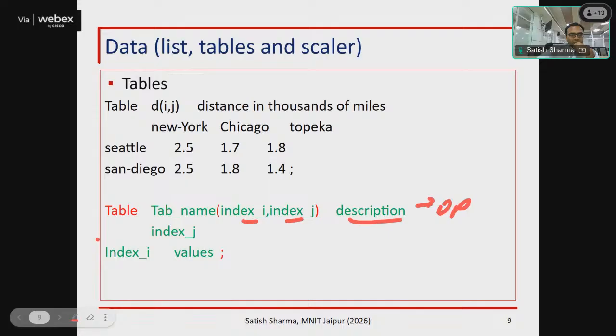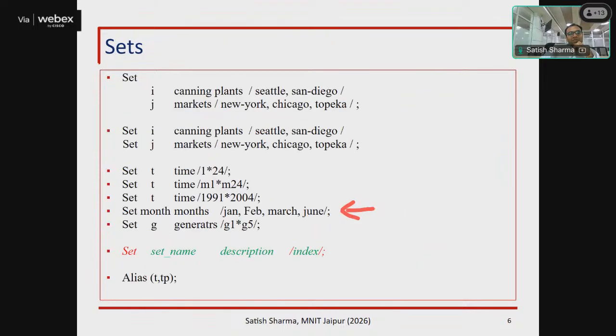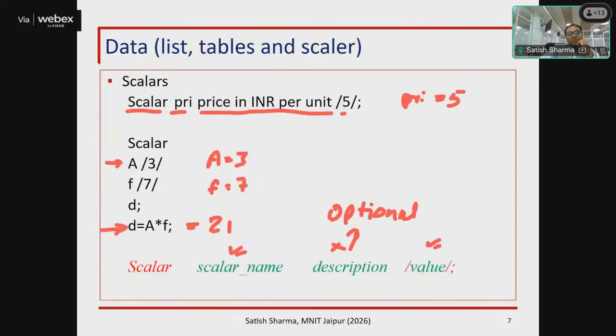So index i is moving in this direction, index j is moving in this direction, and we are getting this particular table. Okay, so different values are available here. So you can see table d(i,j) is defined with a name, and i is our first index, j is our second index, and these indices were defined like this, like Seattle and San Diego, New York, Chicago and Topeka. So these are the sets i and j we earlier defined.